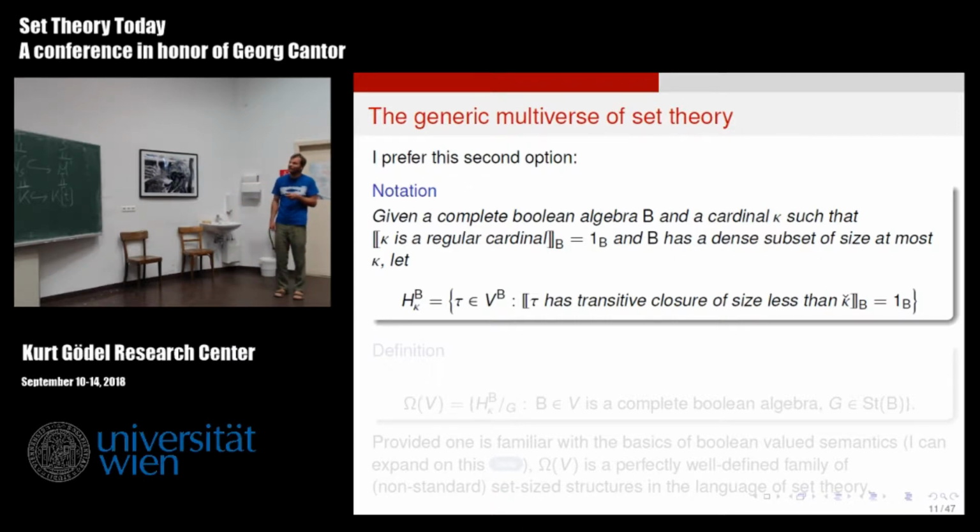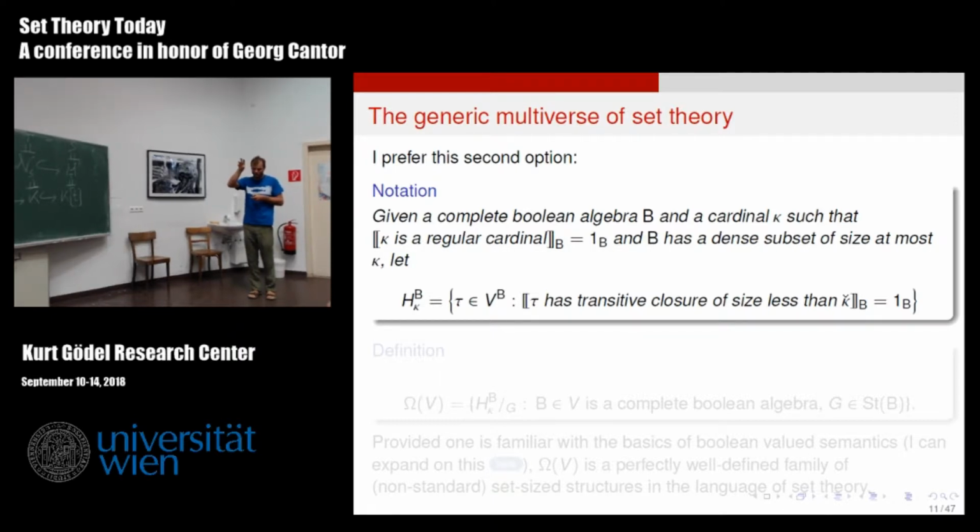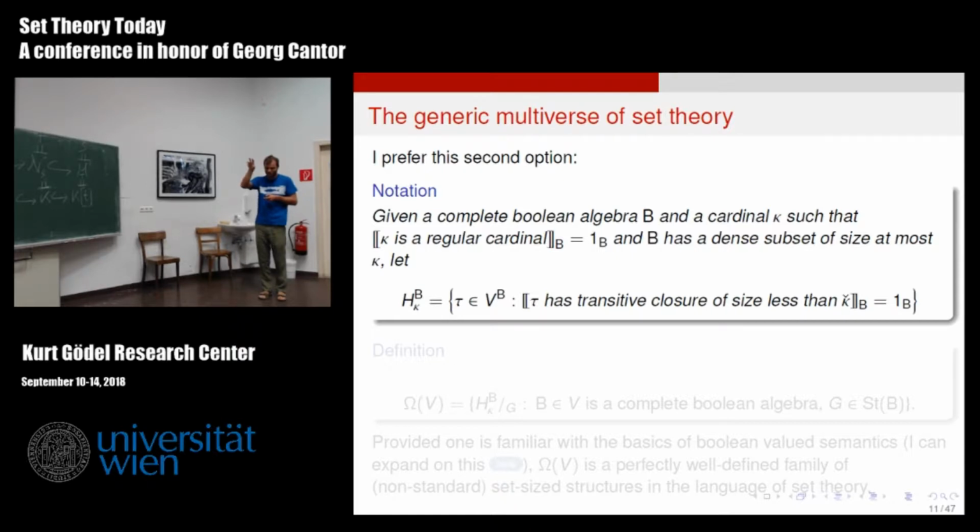Okay. But the way I want to look at the generic multiverse is this other option, which is you take the B-names for elements of H kappa of the generic extension. So those are those B-names such that they satisfy the formula that their transitive closure has size less than kappa. Okay. So this is giving you a canonical representative of the structure H kappa in the generic extension.